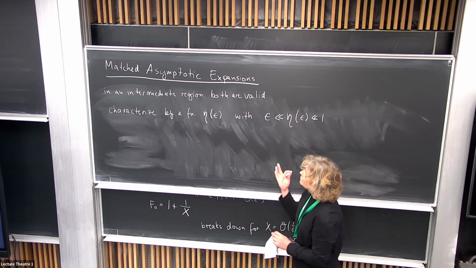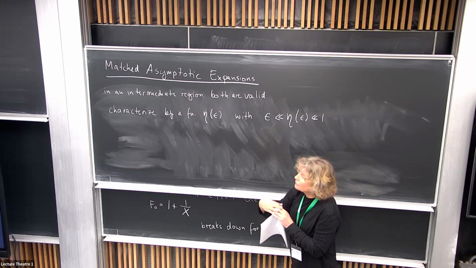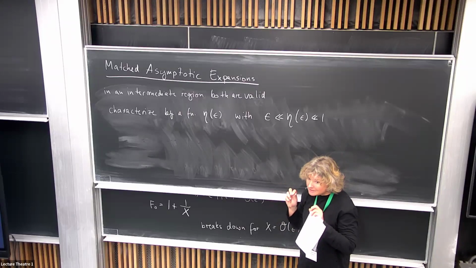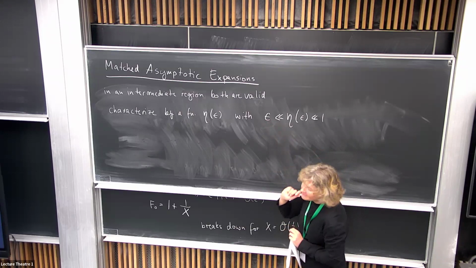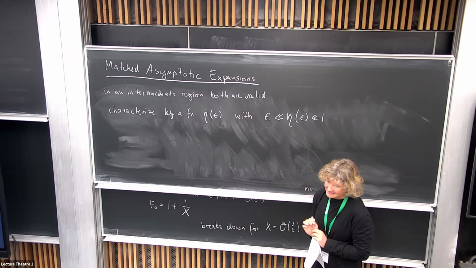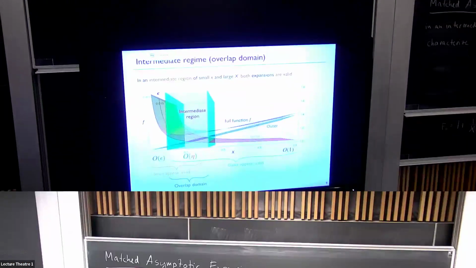Basically, in this region the two solutions should coincide up to some small corrections, where small corrections can scale with epsilon and eta. But we don't know yet what these are. It's going to tell us in what sense both are valid.